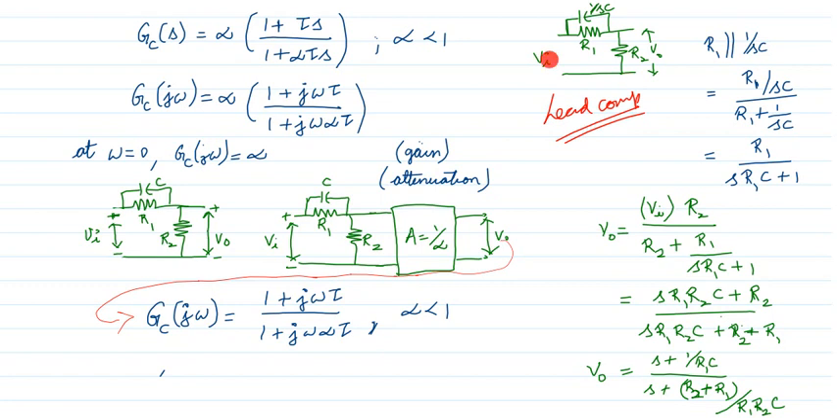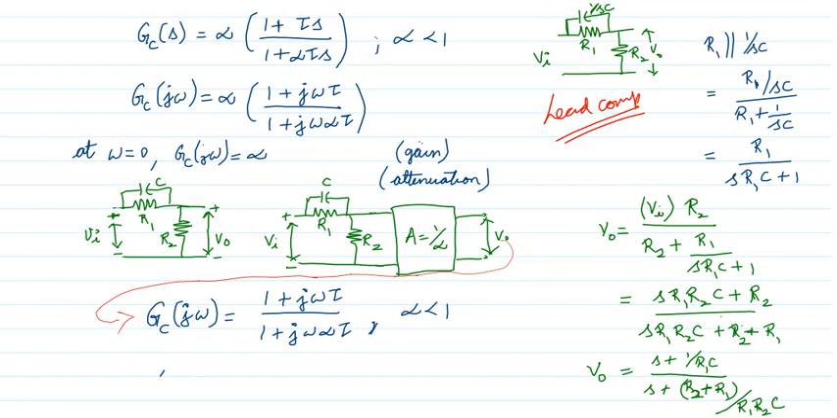So the input is here, output is here. I need the output voltage. To get the output voltage, I have to go for the voltage divider rule. So V0 is equal to total voltage times its corresponding resistance. I am finding V0 across R2, so the corresponding resistance R2 divided by total resistance, R2 plus this total resistance.